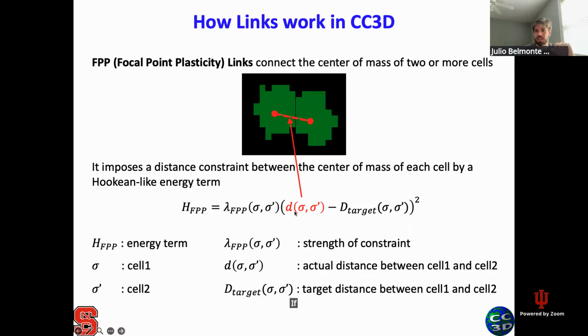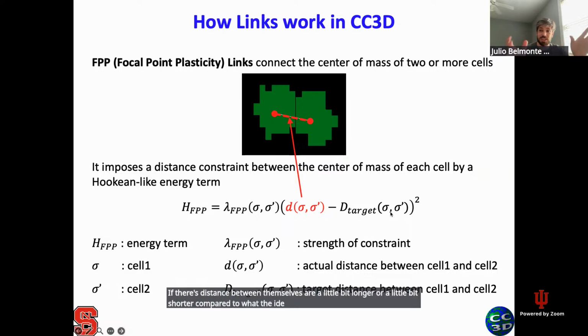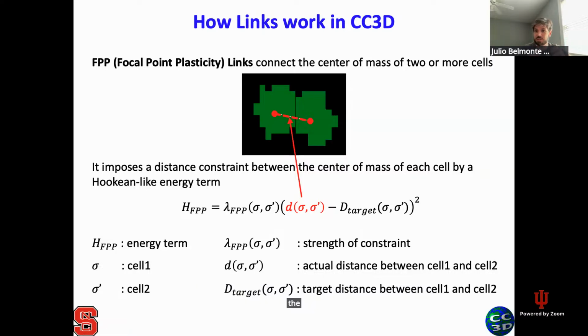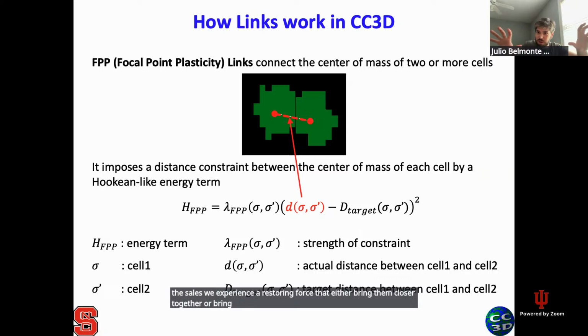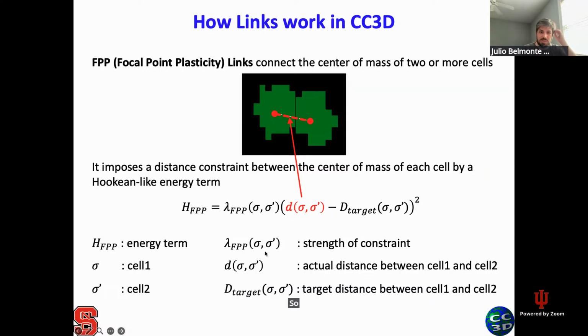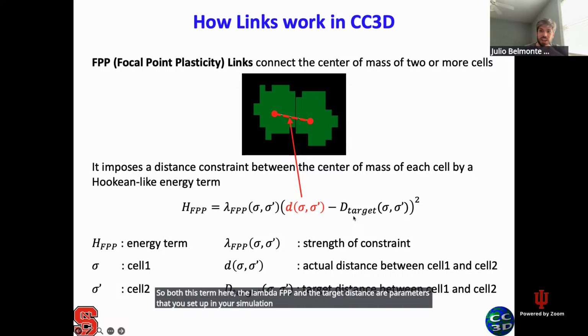If the distance between them is a little bit longer or a little bit shorter than the ideal distance you set between those two cell centers of mass, then the cells will experience a restoring force that either brings them closer together or pushes them further apart, until the actual distance between the cells is the target distance. Both of these terms, lambda FPP and the target distance, are parameters that you set up in your simulation at the XML level.